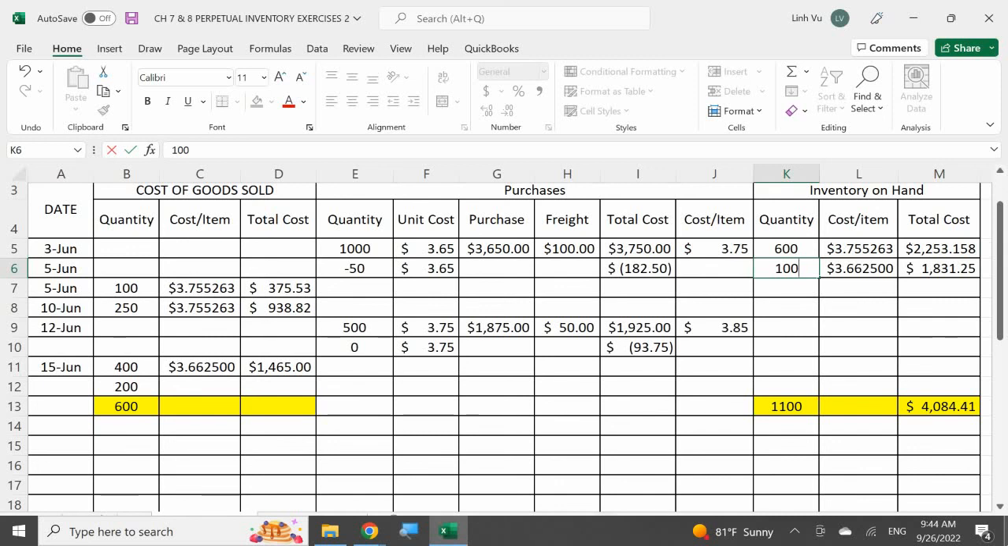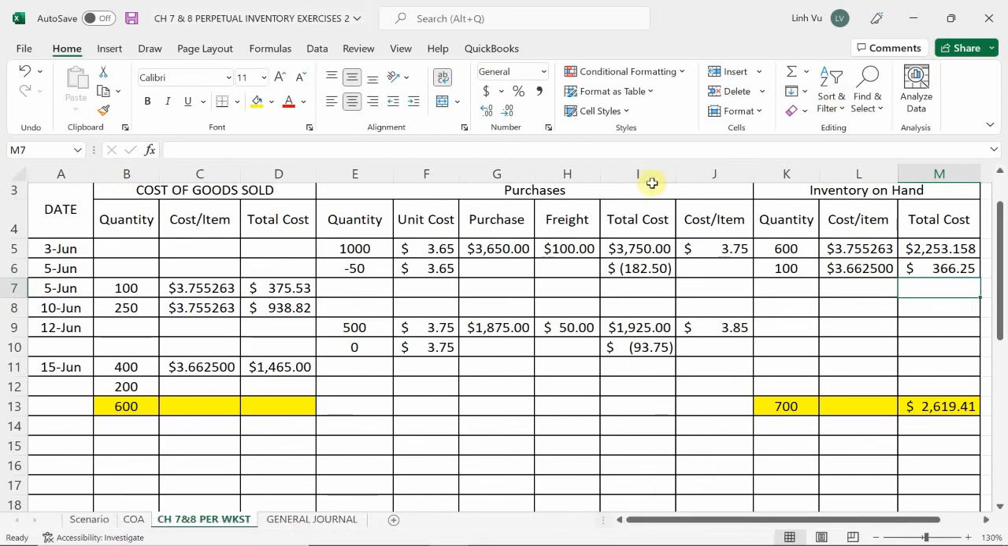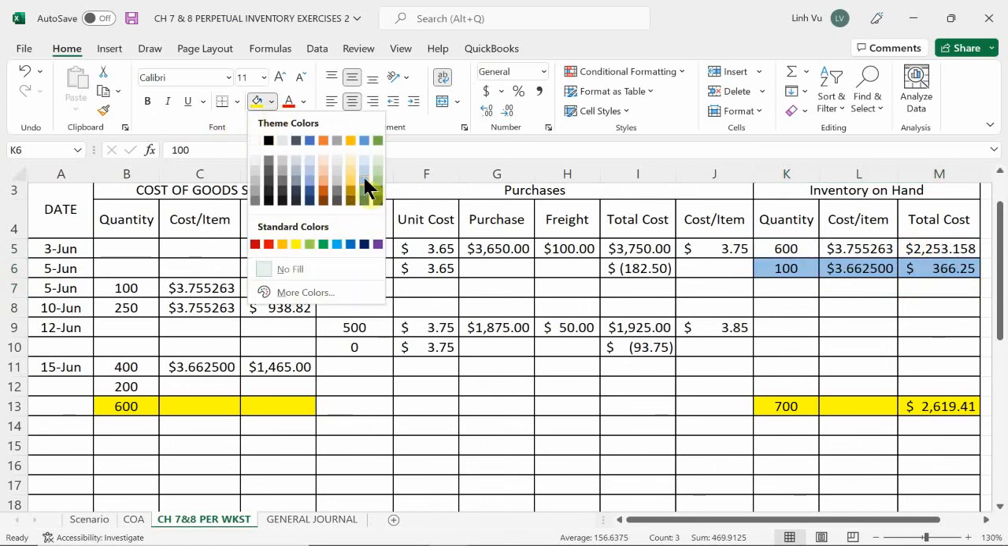So that's going to reduce this by 100. So let's see, we got 1831.25 minus 1465. So you should have $366.25 left, right? And that's your large cups. Okay. So in this case, I'm gonna highlight this so you know that these are not your regular size cups. These are your large ones.